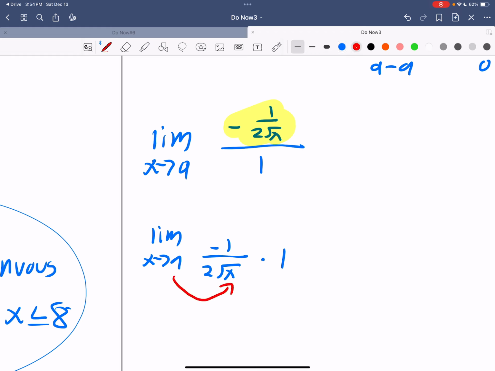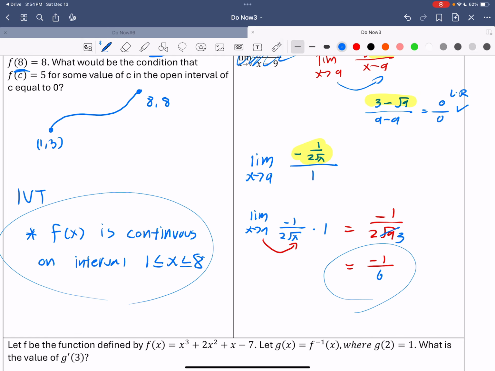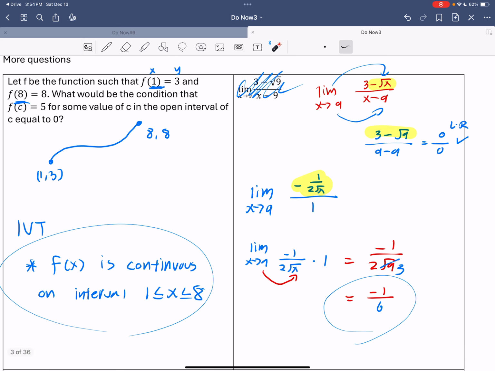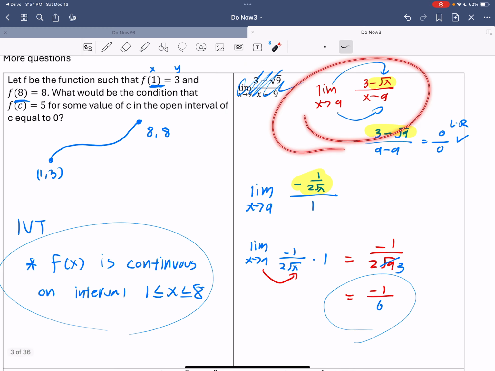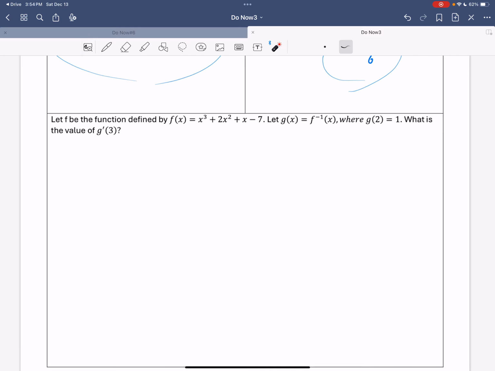Now let's see. If you plug in 9, what do you get? Negative 1 over 2 square root of 9, which is negative 1 over, again, square root of 9 is equal to 3, so 2 times 3 is 6. So you're going to get negative 1 over 6. If you did this question as it is, you're going to get 0 over 1, which is 0. But in this new question, you're going to get negative 1 over 6. And that's it.